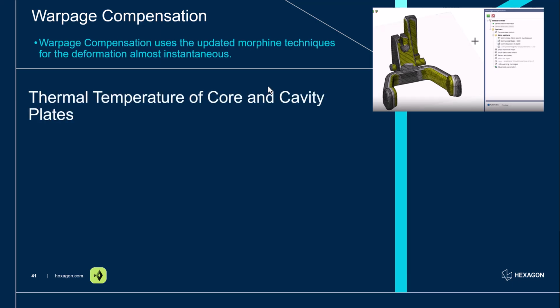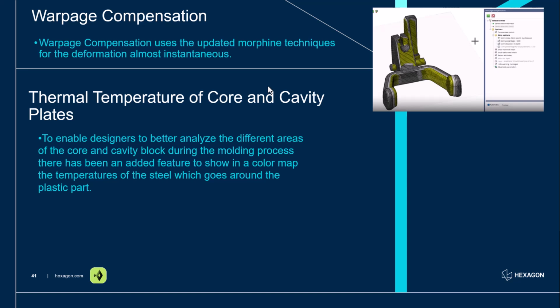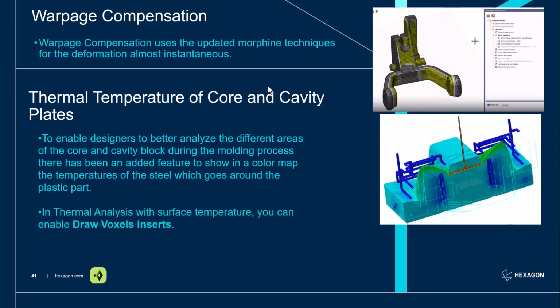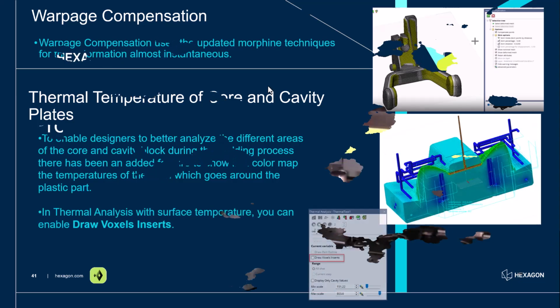Thermal temperature of core and cavity plates. To enable a designer to better analyze the different areas of a core and cavity block during the molding process, there has been added a feature to show a color map for the temperature of the steel that goes around the plastic. In thermal analysis, this option is called Draw Voxels.